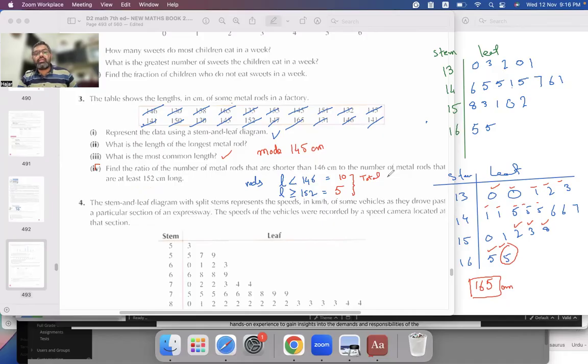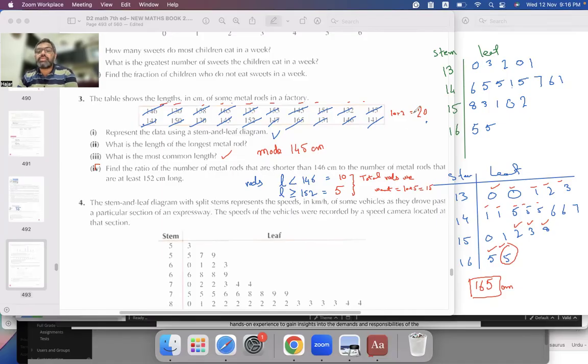So total rods of our interest, rods we want, is 10 plus 5, which is equal to 15. Out of all these rods, how many readings have we got? We can calculate either from the stem and leaf diagram or directly from our main table. So how many entries are there? 1, 2, 3, 4, 5, 6, 7, 8, 9, 10, and 10 into 2. So we have got a total of 20 rods.